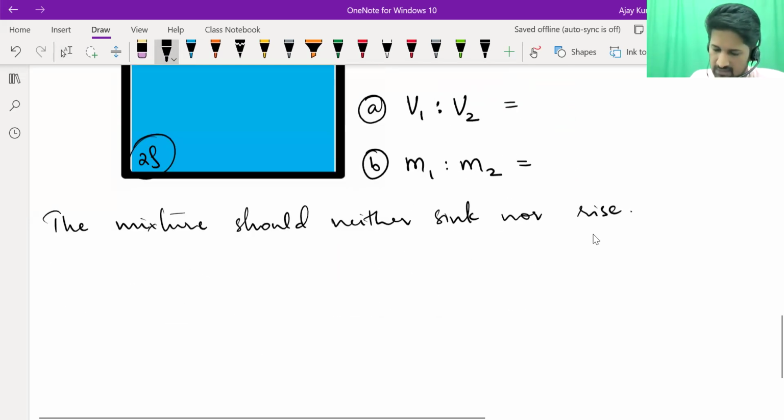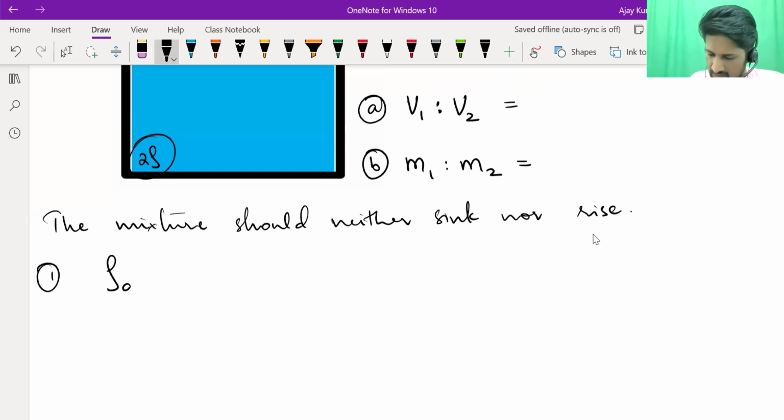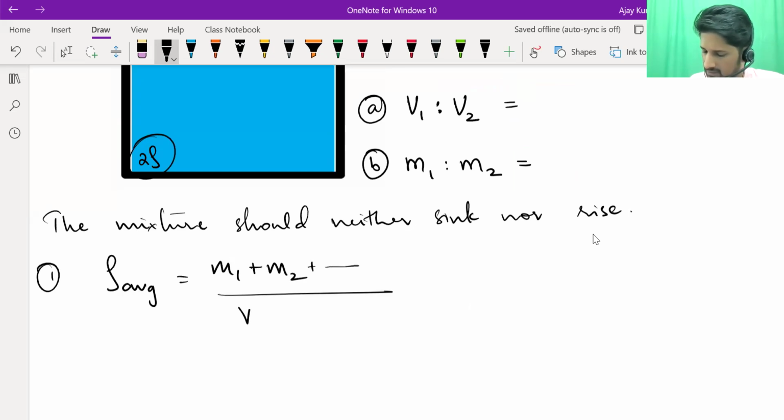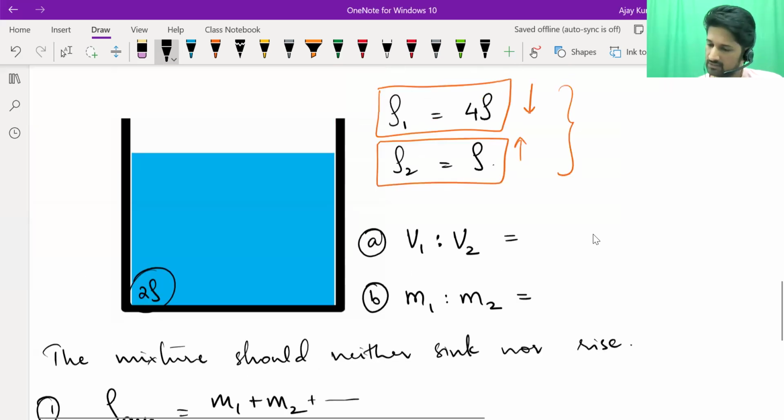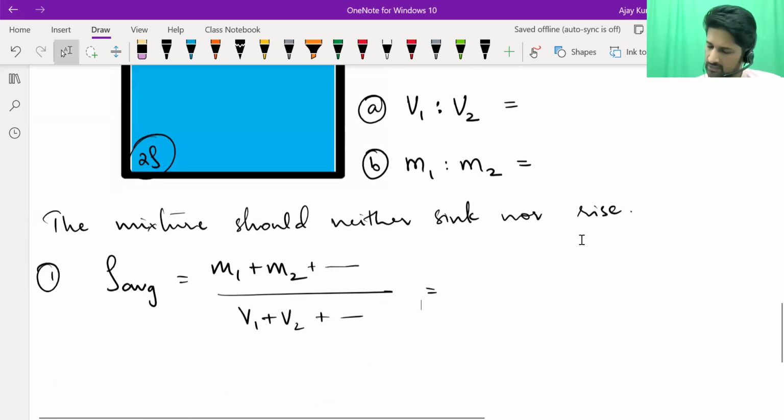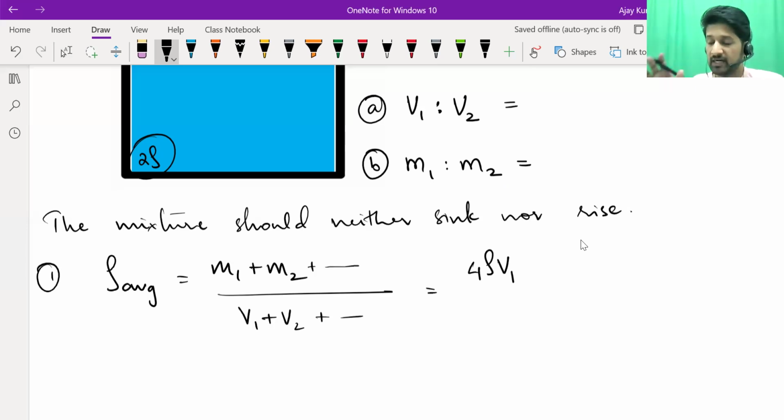How do you calculate average density? Average density is the sum of masses of the materials that you take in the mixture divided by the sum of volumes. Okay. How do you get the sum of masses? Density into volume will give you mass. So the mass of the first material that you are taking is rho 1 into V1, that is 4 rho V1. That's the mass of the first material that you take.